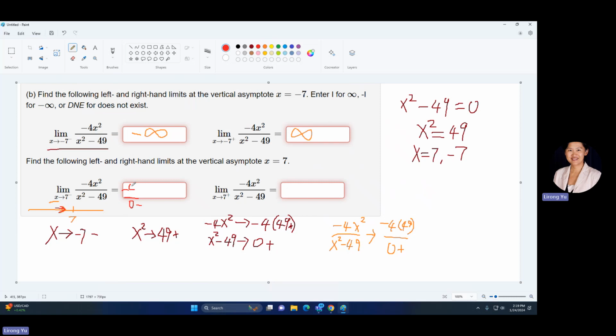And the numerator is negative 4 times this, which is approaching 49. So the numerator is negative 4 times 49. The denominator is approaching 0 from the negative side. The entire thing is positive. So this is a positive infinity.